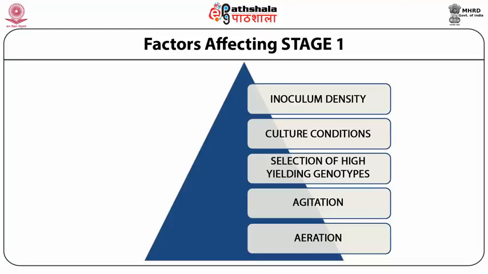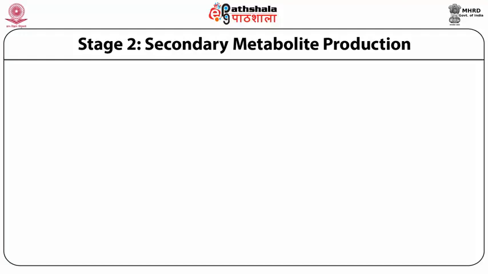So aeration helps eliminate all these problems, and as we know, carbon dioxide is an essential nutrient in plant cell cultures, so it also helps in equal distribution of all the required gases for the cell cultures. Coming to the second stage, which is secondary metabolite production. For secondary metabolite production, we need to change the culture medium.